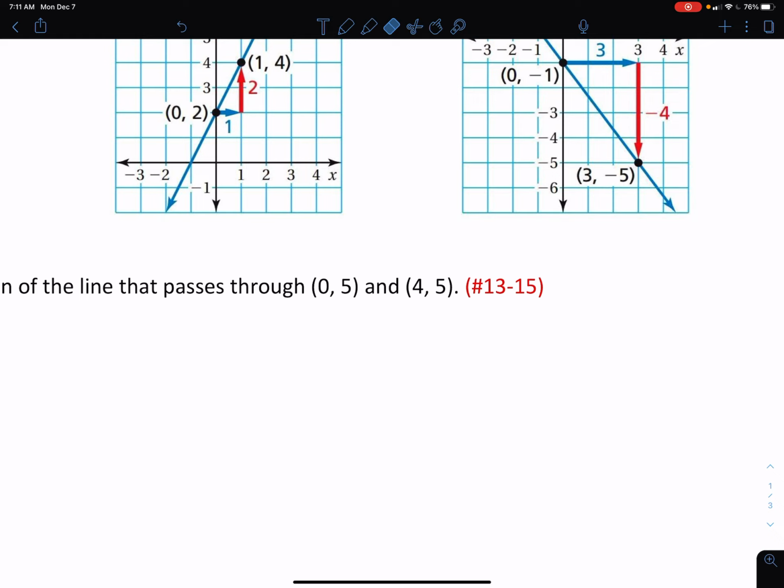I'll give you this one. Remember, my y-intercept is when x equals 0. X equals 0. So therefore, this is my y-intercept. So this is my b.